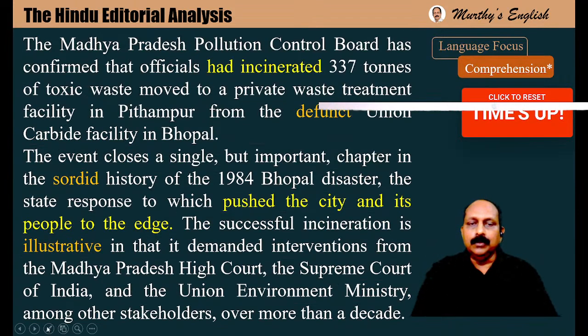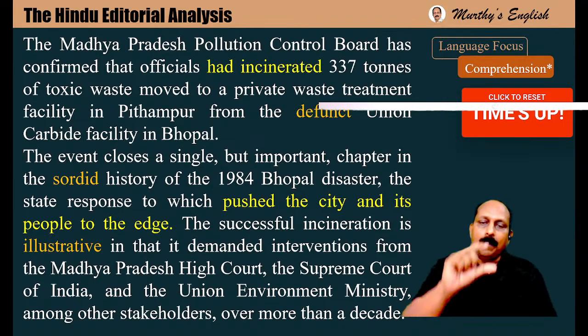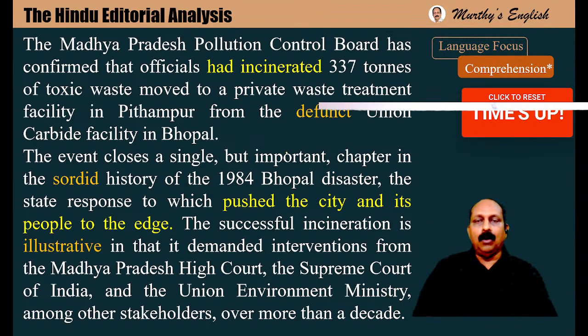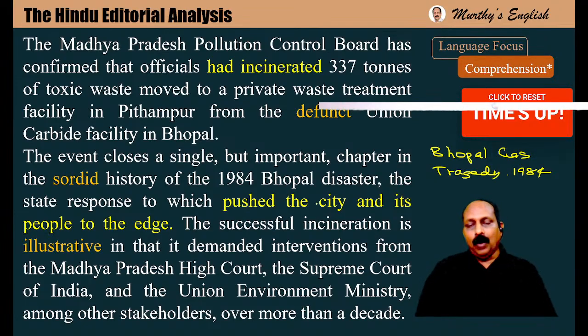Now, let us go to any editorial like this. You have to guess. See, when you see the headline or the first sentence of an editorial or a passage for that matter, you should be able to guess the broad framework. This talks about a particular Bhopal gas tragedy. When did it happen? Way back in 1984. Now, why should they write now in 2025?